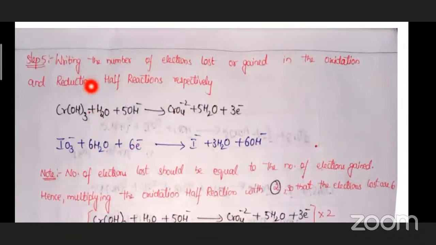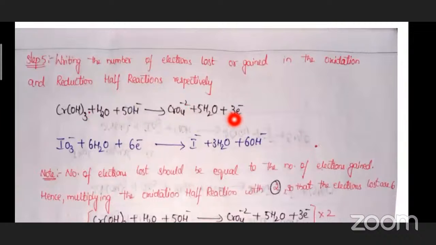Yeah, next step. Step 5: writing the number of electrons lost or gained in the oxidation and reduction half reactions respectively. So what is the oxidation reaction? Chromium hydroxide becoming chromate, right? Let us see here. The oxidation number of chromium is changing from +3 to +6. We have already discussed, right? So that means chromium has lost 3 electrons. So I'm writing that 3 electrons on the product side because it has lost.